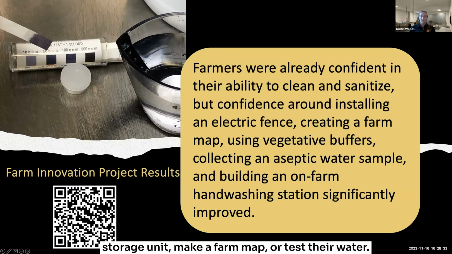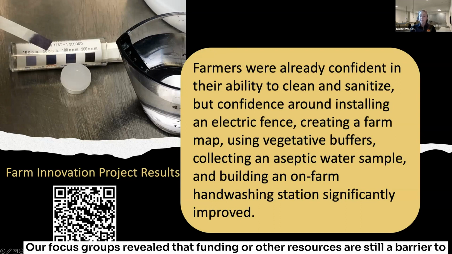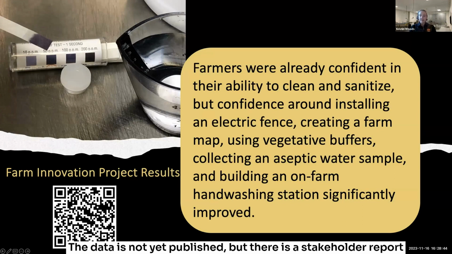Our focus groups revealed that funding or other resources are still a barrier to implementation for many farmers, and we're currently working to address this. The data is not yet published, but there's a stakeholder report available on the National Food Safety Clearinghouse, and you can snap that QR code if you want to take a look at that.